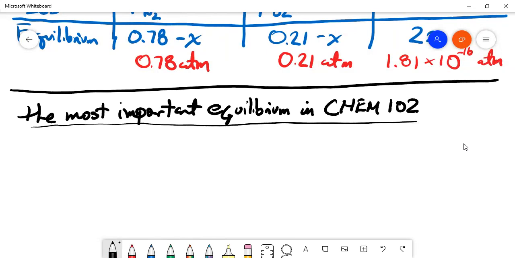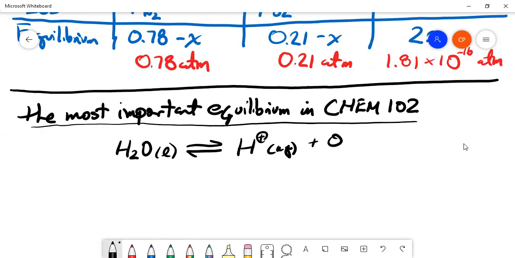Now, there are 2 different ways I can put this particular equilibrium in front of you. One is a way that many of you probably have seen at one point or another before. That equilibrium is H2O as a liquid decomposing or dissociating into H plus in aqueous solution and OH minus in aqueous solution.